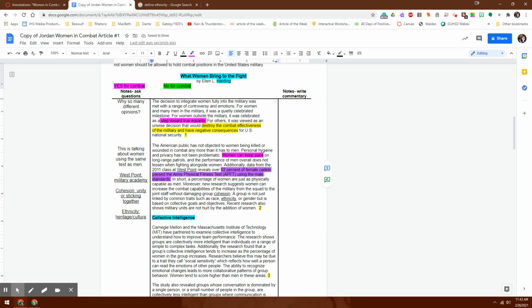Okay. It also says women can increase combat capabilities of the military in their squad. So I'm going to highlight that for a yes too. Doesn't really look like there's anything terribly negative in this paragraph, so I'm not going to label anything yellow.